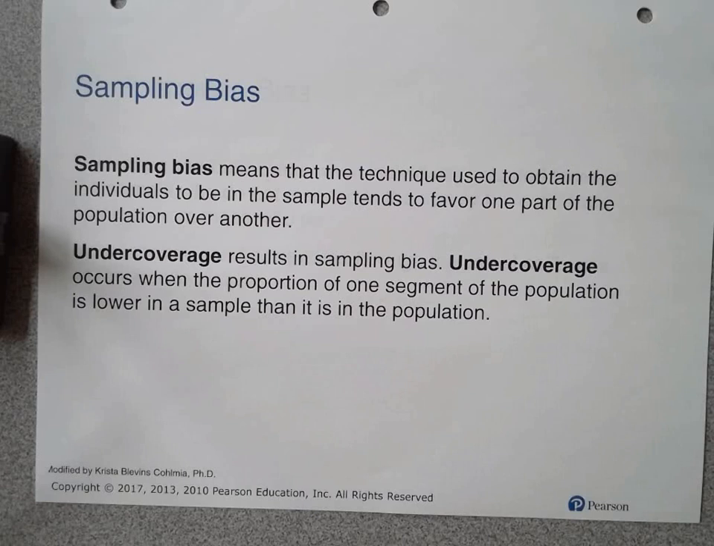Also, undercoverage. Undercoverage is a type of sampling bias. Undercoverage occurs when the proportion of one segment of the population is lower in a sample than it is in the population. That's exactly what would happen if I got a sample out of this classroom of only male students. The female would be undercovered. Does that make sense? And so you don't want to leave out a group unless it's actually missing from the population.